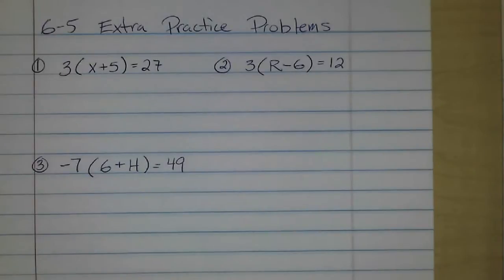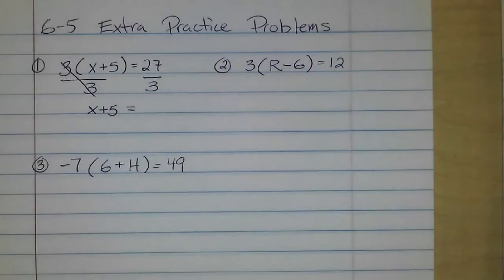Okay, with the first one, the variable's on the left-hand side and the factor outside of the parentheses is 3. So, the opposite of multiplying by 3 is dividing by 3, so we're going to go ahead and do that on both sides. On the left-hand side, the times 3 divided by 3 cancel, leaving x plus 5. And on the right-hand side, 27 divided by 3 is 9.